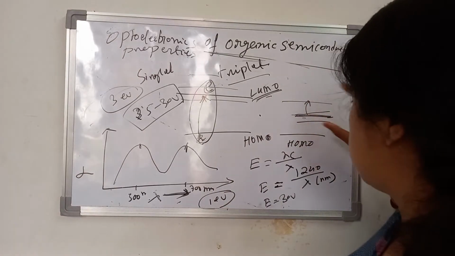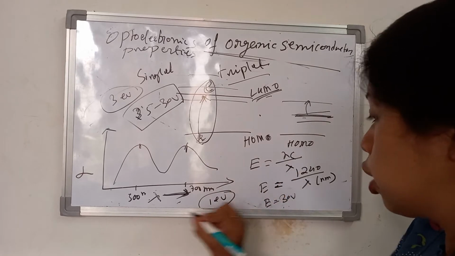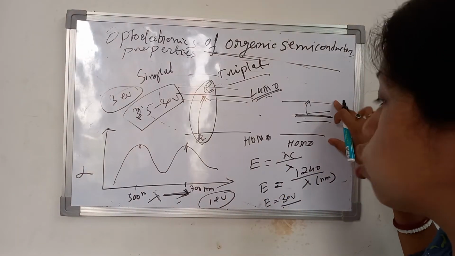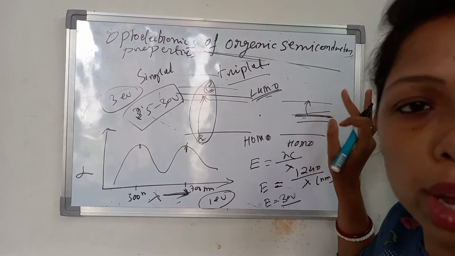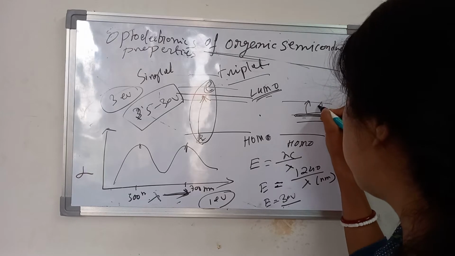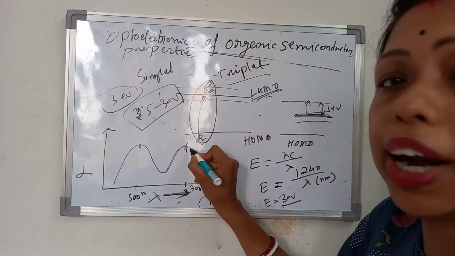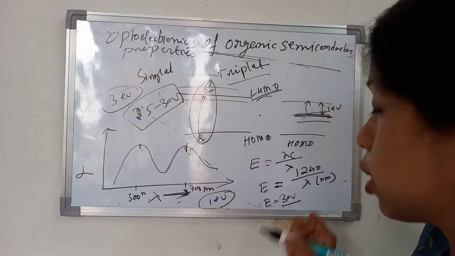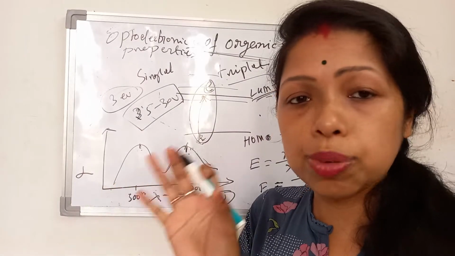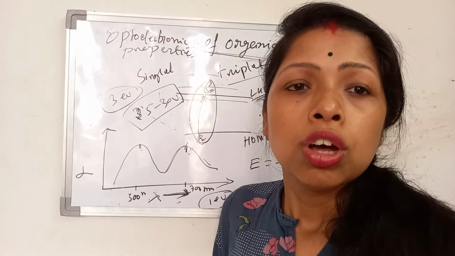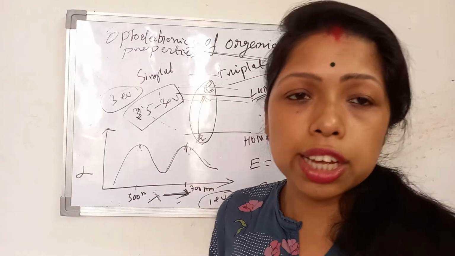That means this particular organic semiconductor has a band gap of 3 electron volt between the HOMO level and the LUMO level. There is another band gap between the HOMO and LUMO levels of 1 electron volt. This is related to the triplet exciton, and the other is related to the singlet exciton. There is one trap level, or an extra inter-system crossing level, between the HOMO and LUMO levels. Due to this we get the triplet exciton as well as the singlet exciton.